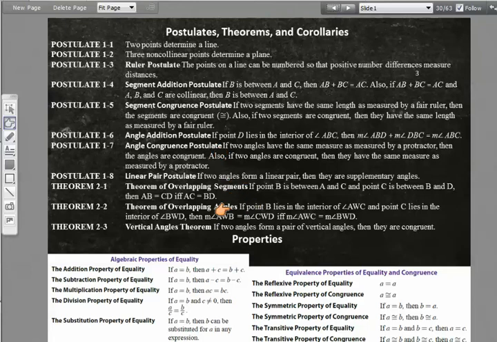So when we're doing geometric two-column proofs, we're going to be using all those definitions we've learned to date, plus all of these postulates and theorems, plus the properties we learned in our last lesson. These are all of our rules that we can use to help us prove theorems. So let's move on.